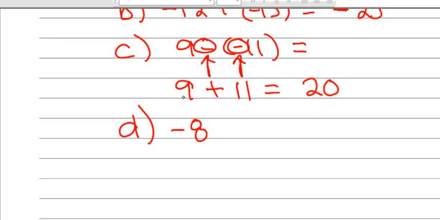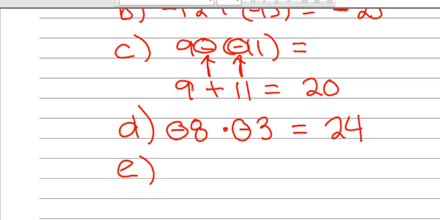Now I've got to multiply. I've got a negative 8 times a negative 3. I've got a negative times a negative, which is a positive 24. Remember, a negative times a negative is a positive.